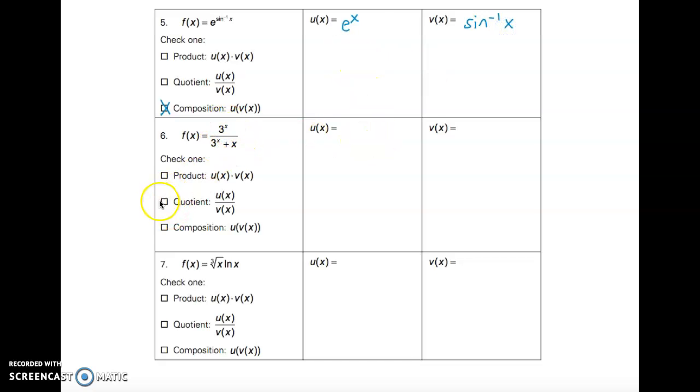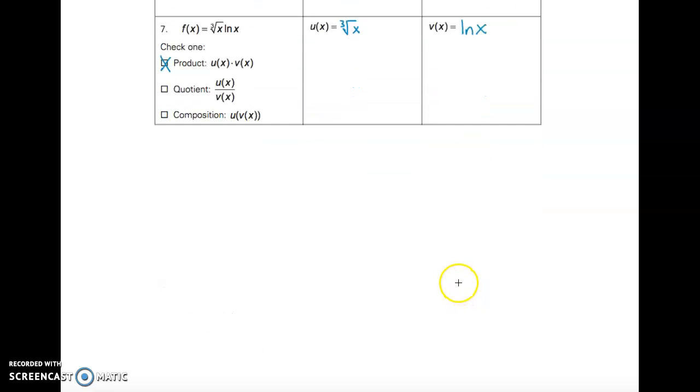This one looks like a quotient, so my upper is 3 to the x, and my lower function is 3 to the x plus x. On this next one, product rule, because we have cube root of x times ln x, so my first function is cube root of x, and my second piece is ln x, and then I think we're done.